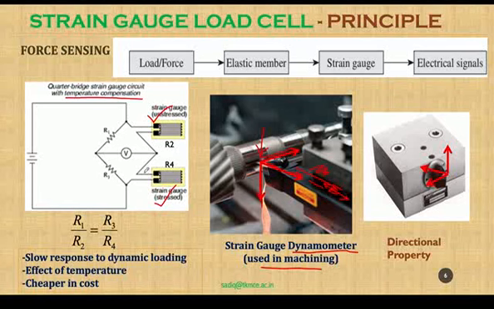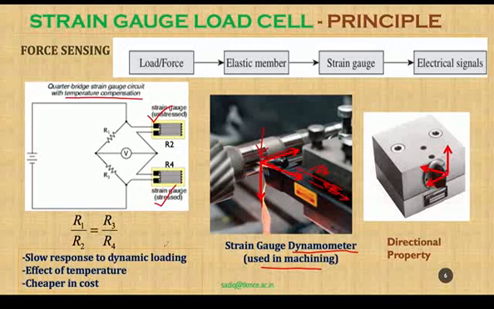Because the Wheatstone bridge utilizes the principle that the ratio of resistance, that is R1 and R2, will be equal to the ratio of R3 and R4. If R2 and R4 both are of same resistance, even if the resistance changes because of temperature, it will not affect the ratio. So that is a way by which strain gauges are used for temperature compensation.